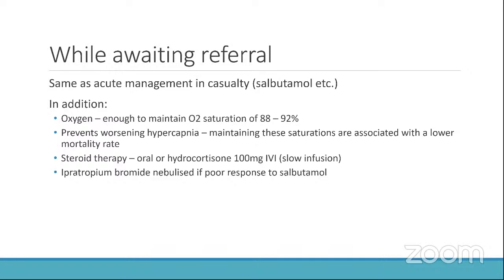Therapy should be initiated as well. Oral, or hydrocortisone 100 milligrams IVI via slow infusion. Ipratropium bromide nebulized can also be used.